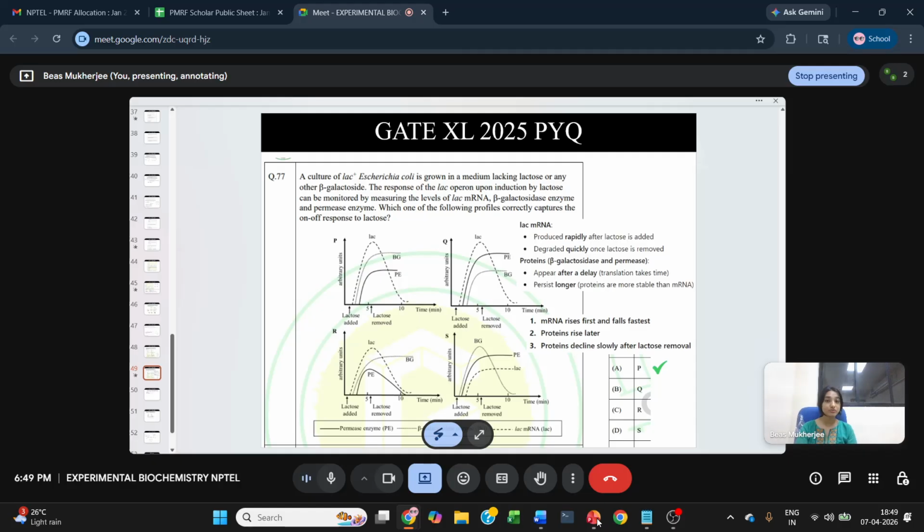So what should be the trend? The trend should be in this way, that the mRNA rises first and falls fastest. Proteins rise later. Protein declines slowly after lactose removal. So then which one is correct? P would be the right answer. Okay.